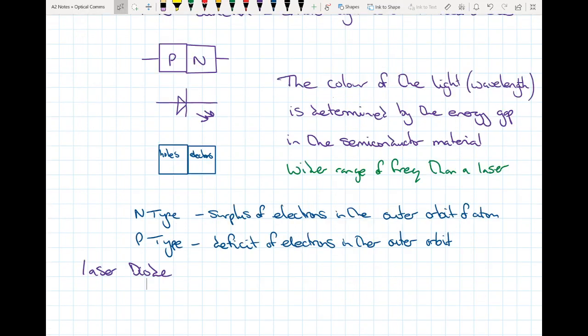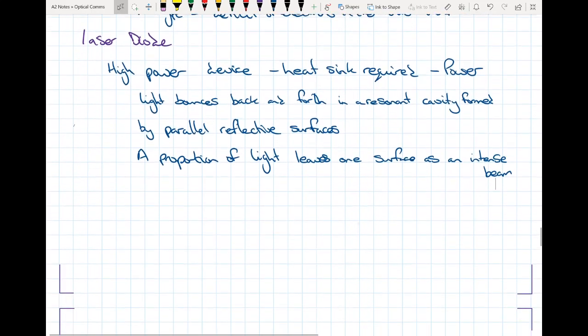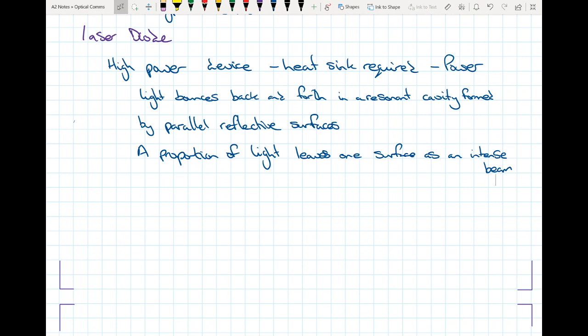So if we now move on to a laser diode, it actually is quite similar to an LED. It's a high power device, so we're going to need a heat sink. Okay, so if we now move on to looking at some comparison between an LED and a laser, we can create a little table.